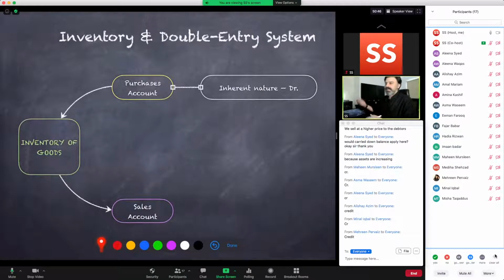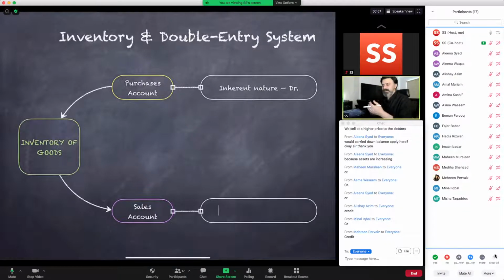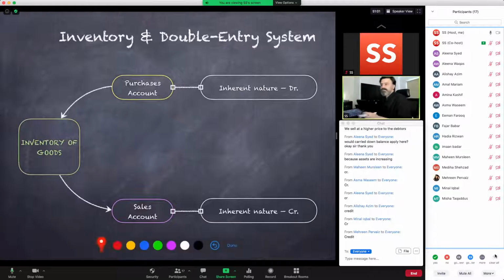And inventory being an asset, decreasing would mean it's a credit natured event. So sales account always is a consequence of a credit natured event, and that is why sales account's inherent nature is always going to be credited. Whereas purchases account consequences are always that the inventory of goods is going to increase, and that is why an increase in the asset always has a debit nature to it. So excellent. So far, so good.